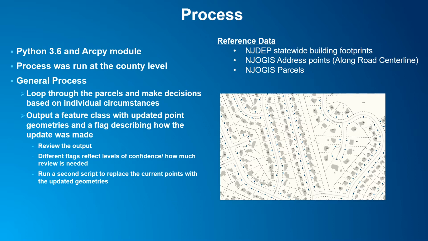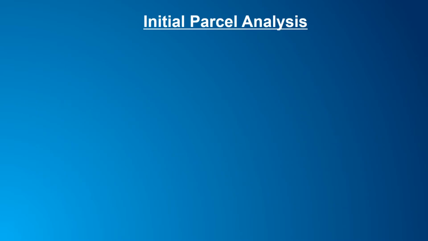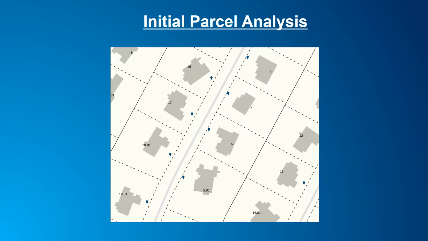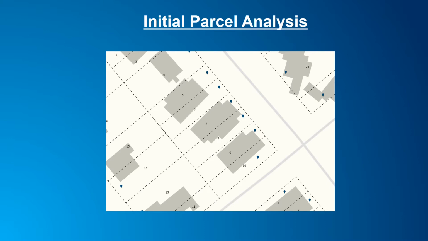Here's some of our reference data. We used our statewide building footprints from NJ, our address points, which, as Deepa talked about, were initially generated along road center lines based on mod4 records, and our parcel data. So first we had to do some initial analysis, and as you can see here, maybe at first it seemed pretty straightforward. You can clearly see which address point corresponds to which building footprint, but upon closer inspection you can see it's not that straightforward.